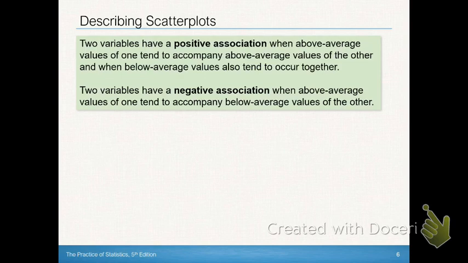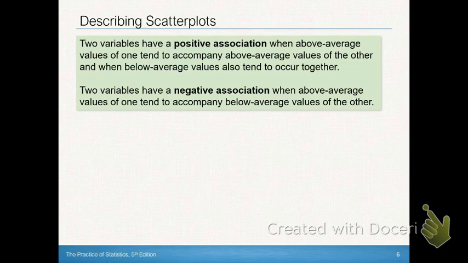First up is the direction. When you talk about the direction, we're looking at something almost like slope, what you would have been familiar with in Algebra 1. If something looks like it would have a positive slope, if you were to draw a line through it, then we'll call that a positive association. And if it looks like it might have a negative slope, if you were to draw a line through the points, then we'd call that a negative association.